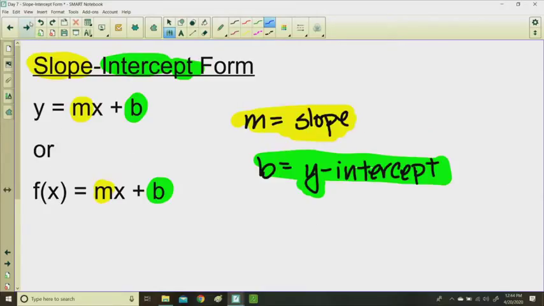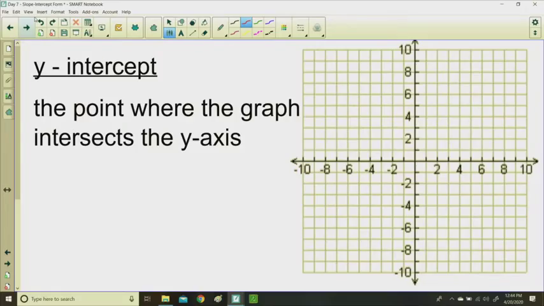Now, slope-intercept form is y equals mx plus b. Or if you do it in function form, f of x equals mx plus b. The important part is to know mx plus b. Now, what does that even mean? Because otherwise, it's just a random mix of letters, right? So m, remember, is your slope, and b is your y-intercept. So remember that, okay?